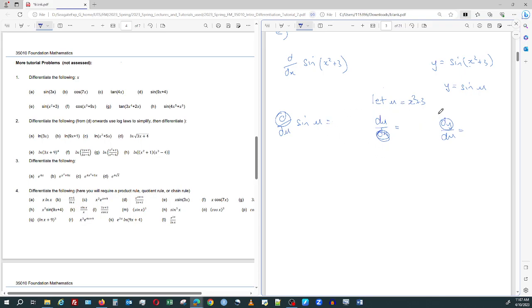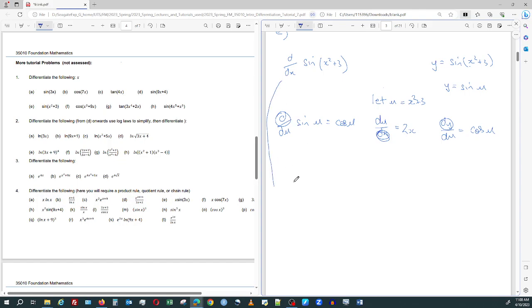Alright, so we can do the calculus now. The calculus on u equals x squared plus 3 is du dx, so that just becomes 2x. dy du, the derivative of sine is cos, so those two outside ones are the same. So what we want to do then is put the chains together.